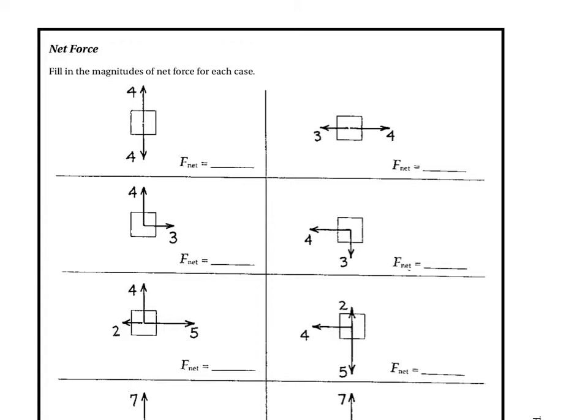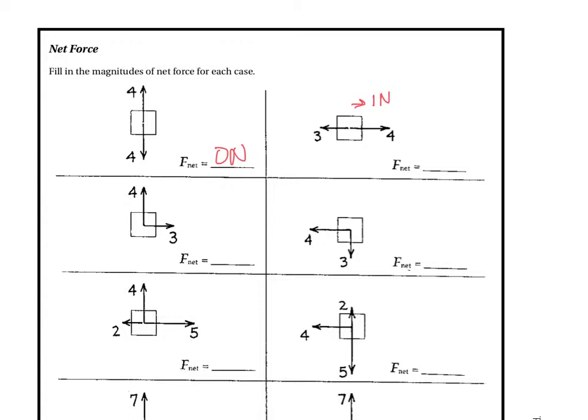So first one's really easy. If we push 4 newtons up and 4 newtons down, well, that tells me, of course, those two forces are going to cancel out. F net is going to be 0 newtons. Here, in this case, we have 3 newtons to the left, 4 to the right. So that means the net force is only going to be 1 newton to the right.